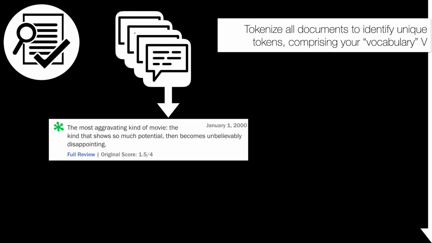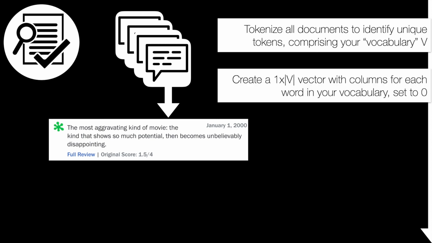So how does this work? We start off with our set of all the movie reviews that we've seen. We tokenize all of these documents to identify the unique words that exist across this whole set. This gives us our vocabulary. And then for a particular sample, the most aggravating kind of movie, etc., we want to create some sample that we can learn from. So we create a 1 by V vector, a row that has columns for every vocabulary word that we've seen, and we set all of those to 0 at first.